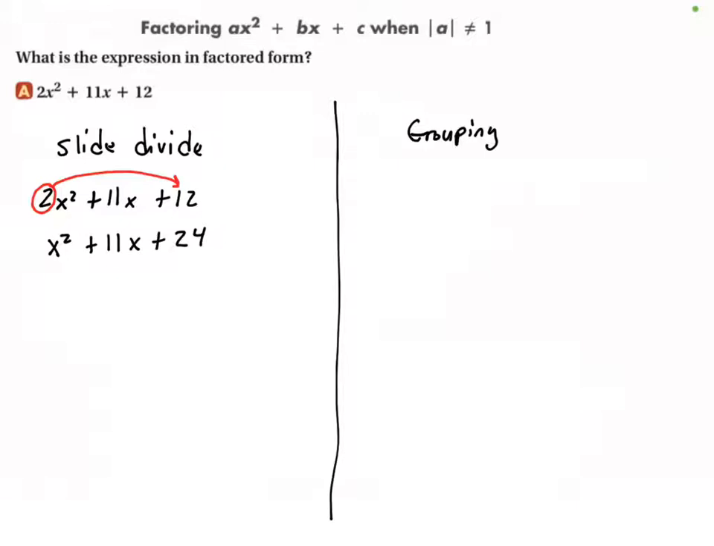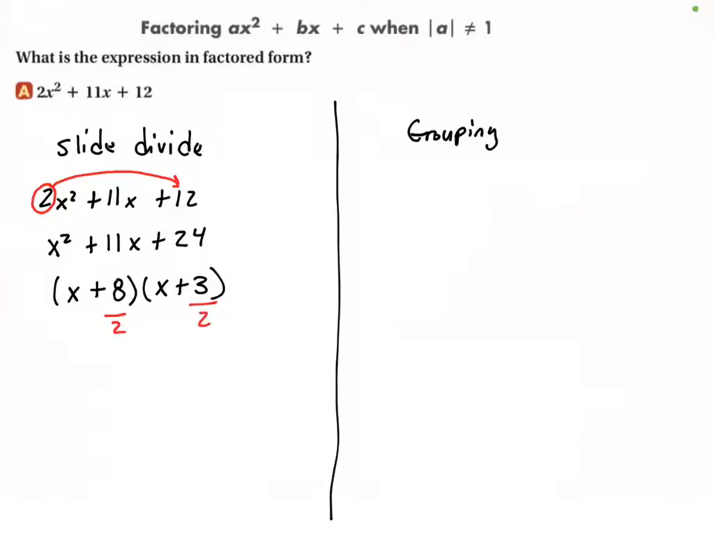Now we're going to try to factor this like we would before. 2 numbers that multiply to be 24 but add to be 11. Well, I know that's going to be 8 and 3. So we've got x plus 8 and x plus 3. The reason they call this slide divide is now that we've slid this back, we now have to try to divide our new factors by our original a value.